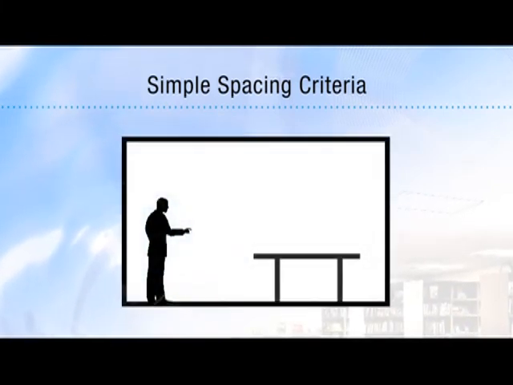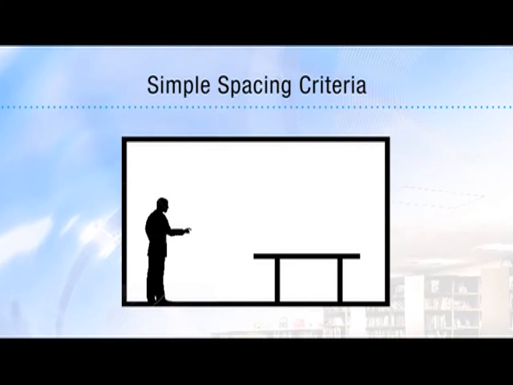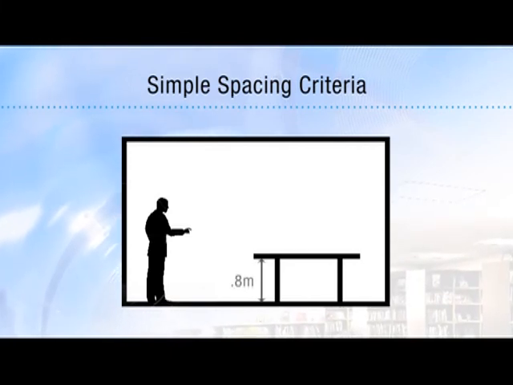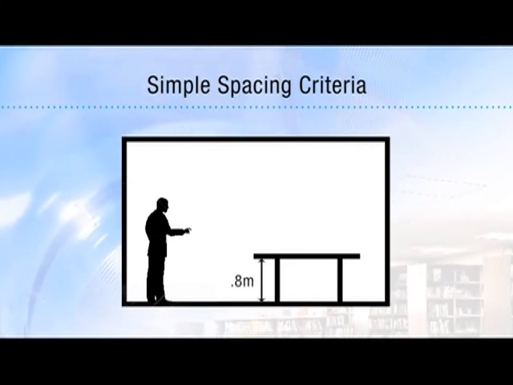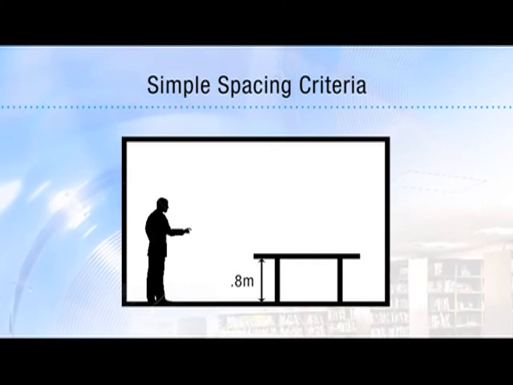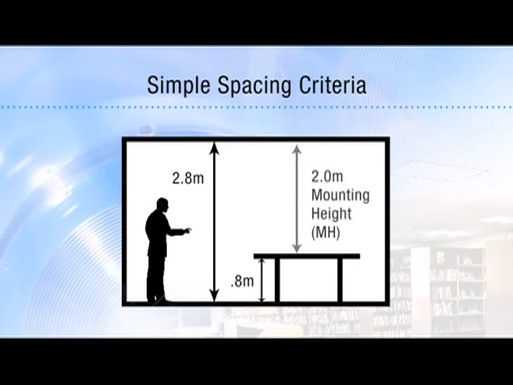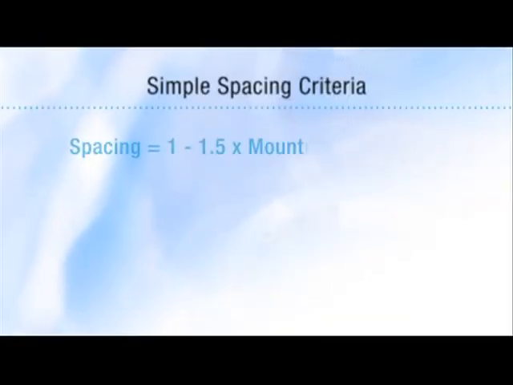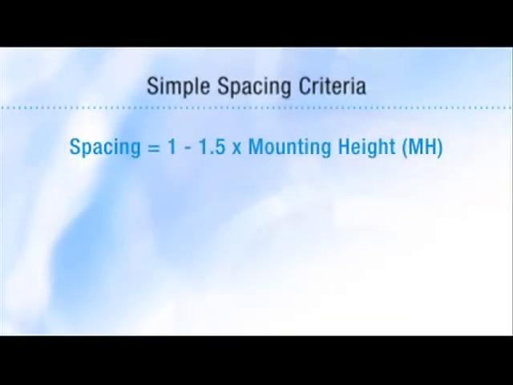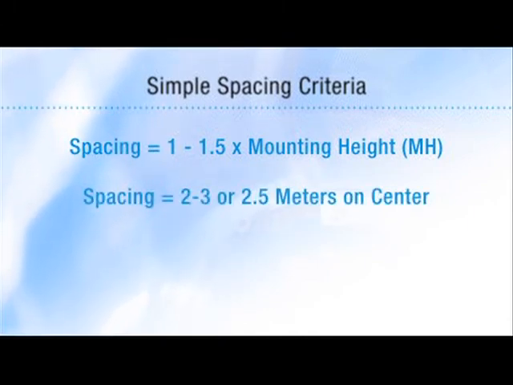First, determine the mounting height. For example, let's assume we're illuminating an office desktop at a height of about 0.8 meters. The diffusers will be mounted on a ceiling at 2.8 meters. Therefore, the mounting height is 2 meters. Spacing between each daylighting system should be between 1 and 1.5 times the mounting height. In our example, spacing would be about 2.5 meters on center.